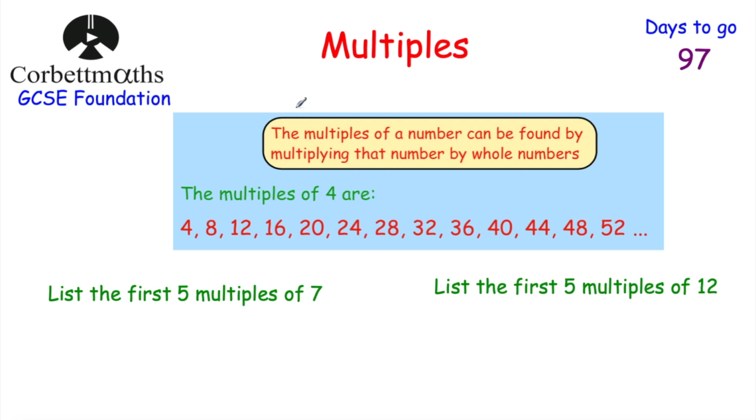So let's start off by looking at multiples. So here's part of the Corbettmaths revision card, and the multiples of a number can be found by multiplying that number by whole numbers. So for instance, 4 times 1 is 4, 4 times 2 is 8, 4 times 3 is 12, 4 times 4 is 16, and so on. So the multiples of 4 would be 4, 8, 12, 16, 20, 24, 28, and so on. And to find the next multiple, just keep adding 4, and that's it.